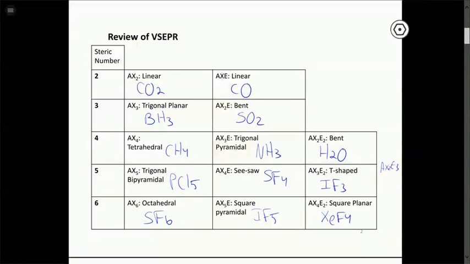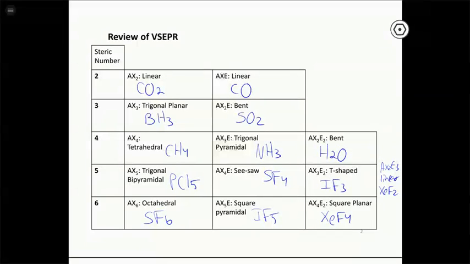AX2E3 is one of the linear ones. We saw that in the notes last time, and this would be an example. This would be xenon difluoride, XeF2. Again, not a particularly common one, but these two do exist for noble gases especially. All right, so those are real examples of all of these. That's why we went through every single one, because there are real molecules that have those shapes.